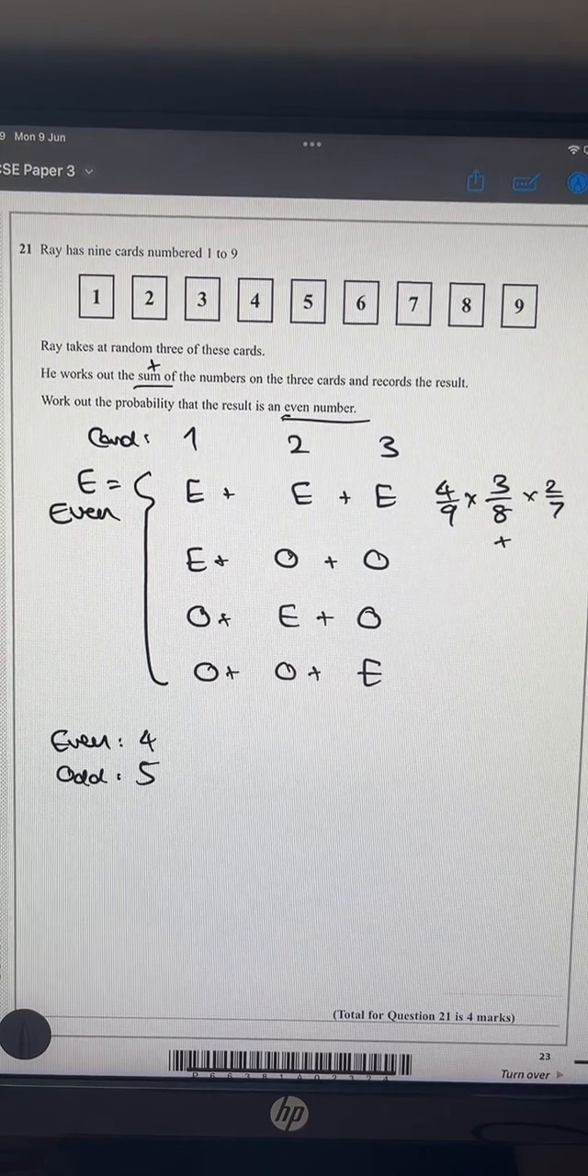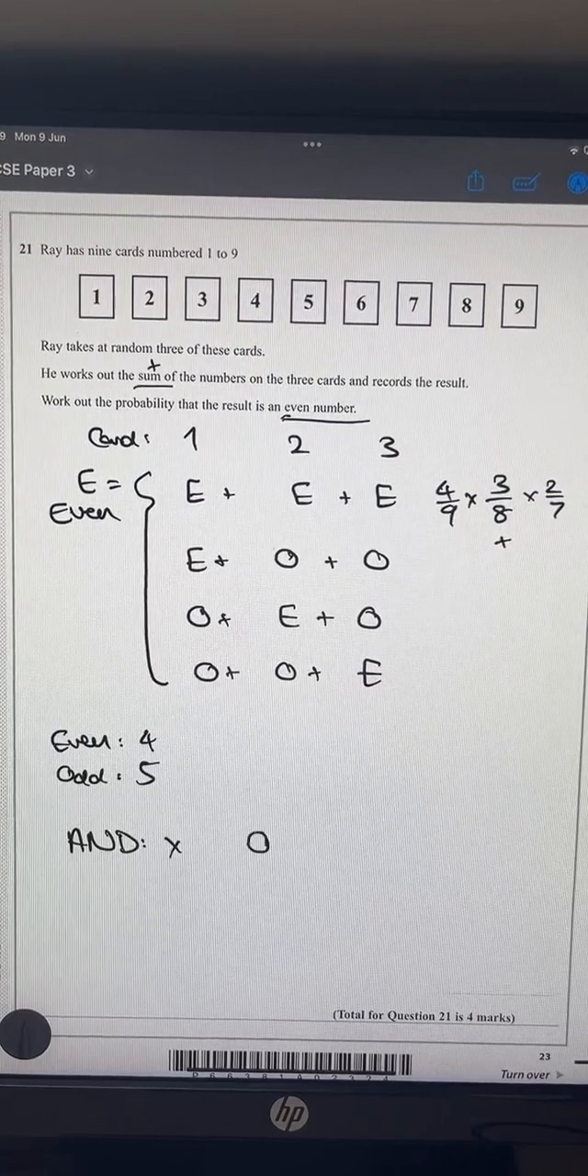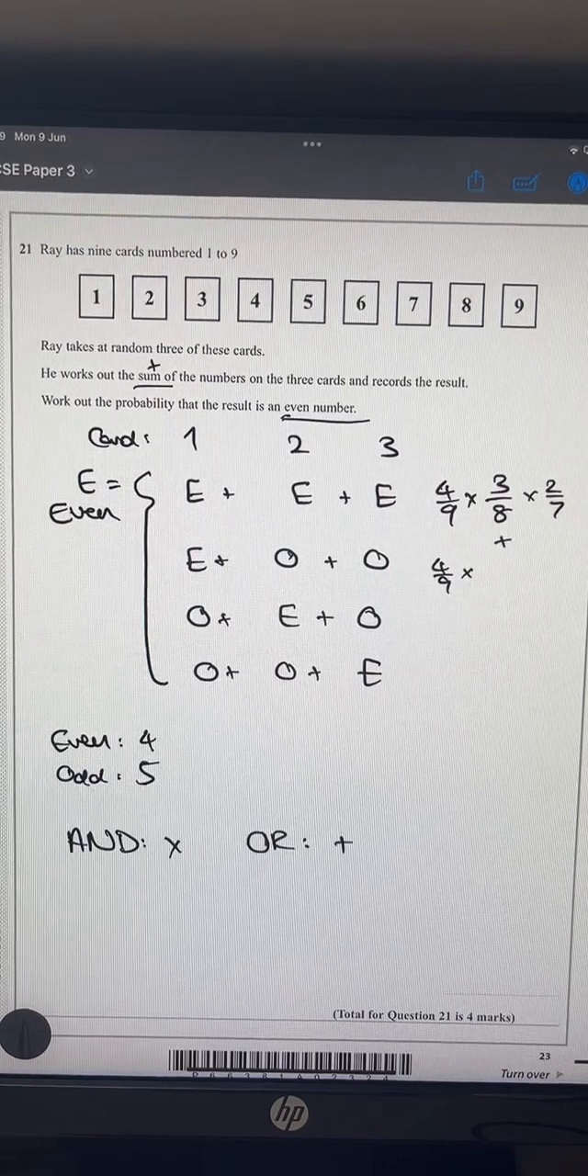If you have and, that means multiply. If you have or, that means add. Okay, so E and E and E, you multiply. Or this, so I'm adding that now, right? So E, what is that? That's 4 out of 9. That's still the same, right? Times odd. How many odds do I have? 5.